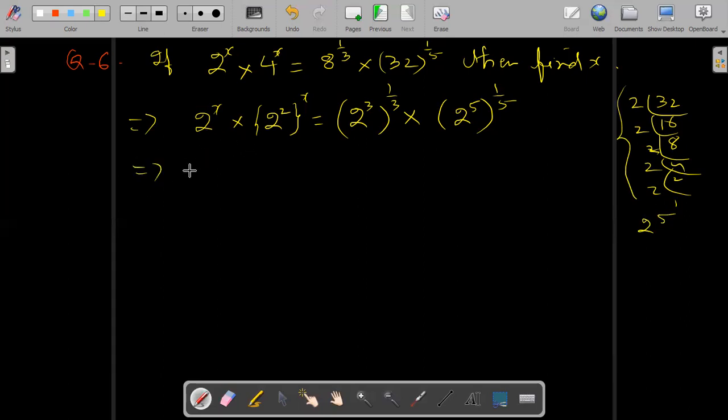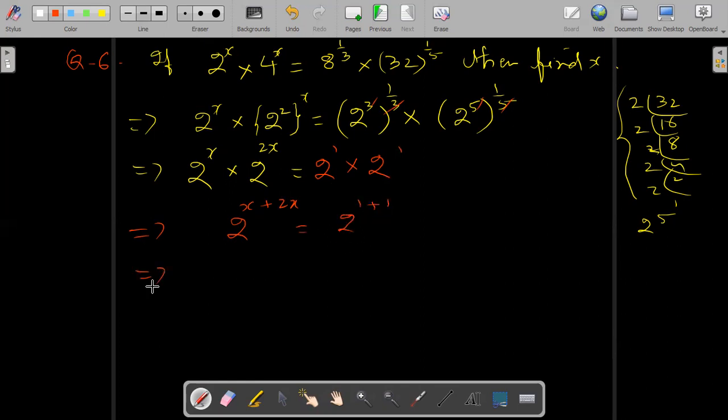And solve this: 2 raised to power x into 2 raised to power 2 into x. Here the 3 and 3 powers will cancel, and the 5 and 5 will cancel. You get 2 raised to power 1 and 2 raised to power 1 again. So here the powers will be added, x plus 2x, and 1 plus 1 will become 2. So we get 2 raised to power 3x is equal to 2 raised to power 2.